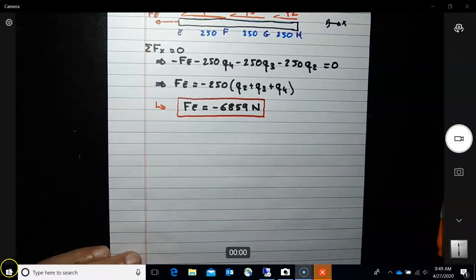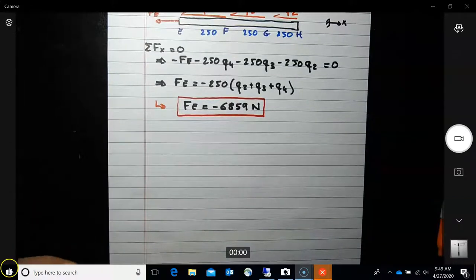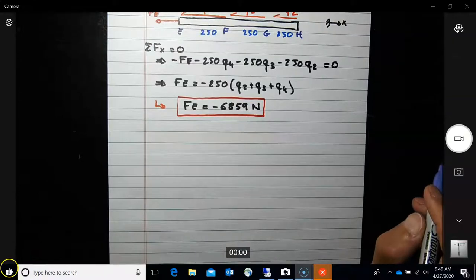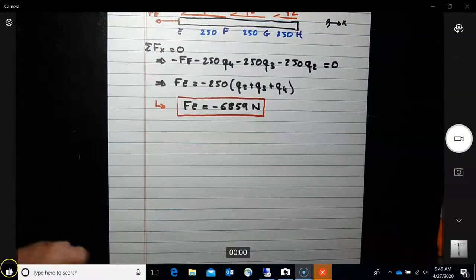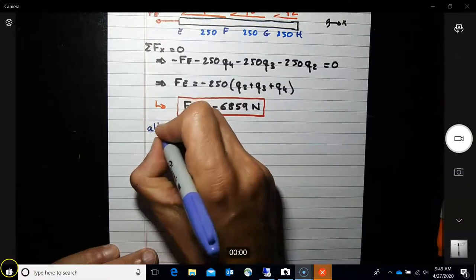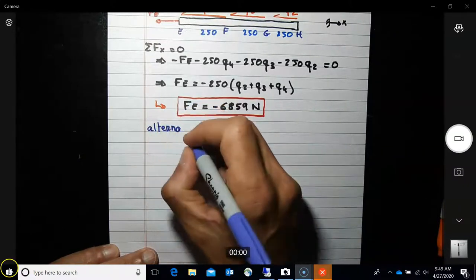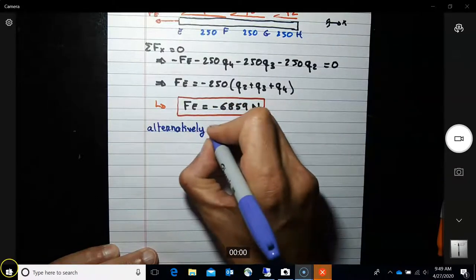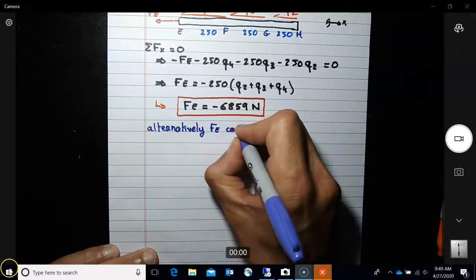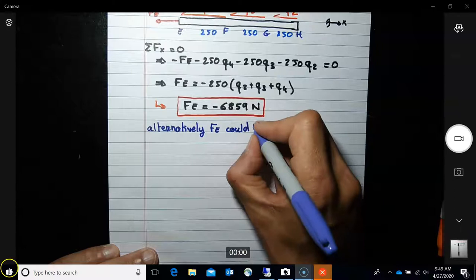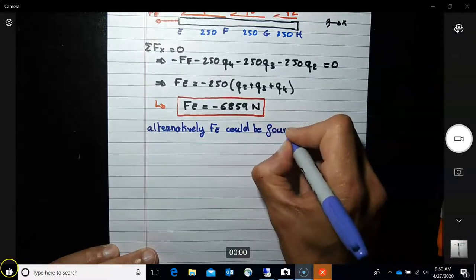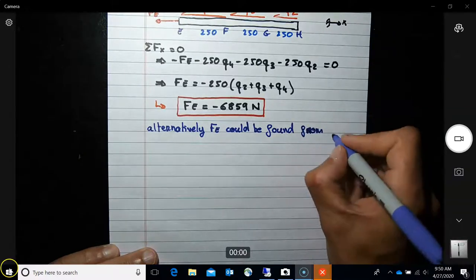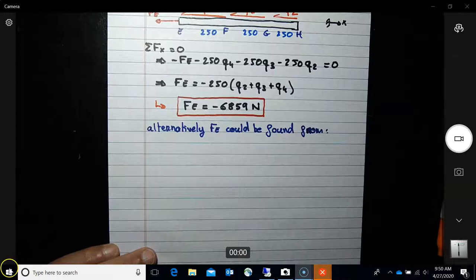Okay, so this is great, but sometimes it's good if you can check your work by getting the same thing in a slightly different way. So let's say, alternatively, FE could be found. So this is more like statics. So let's say you have this figure over here.